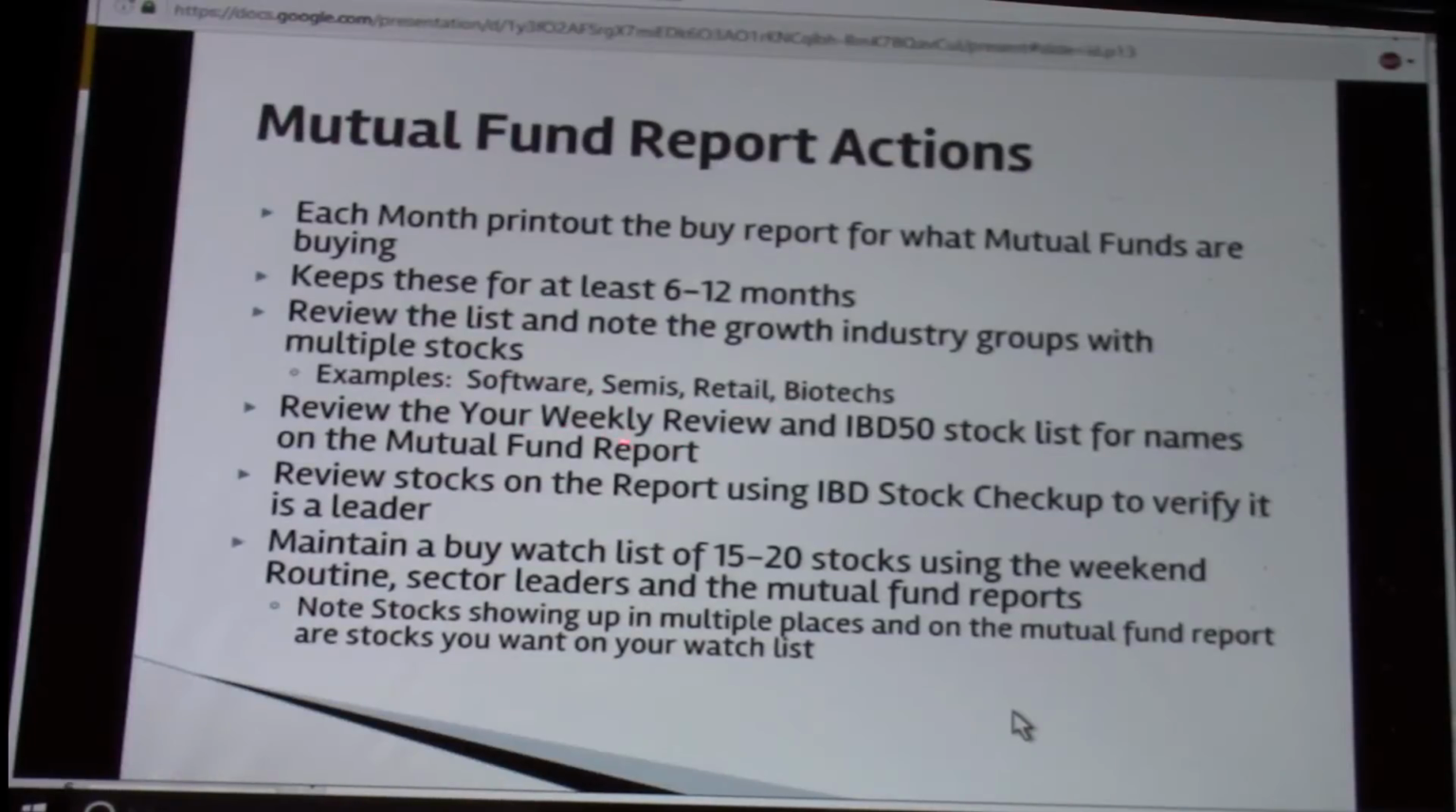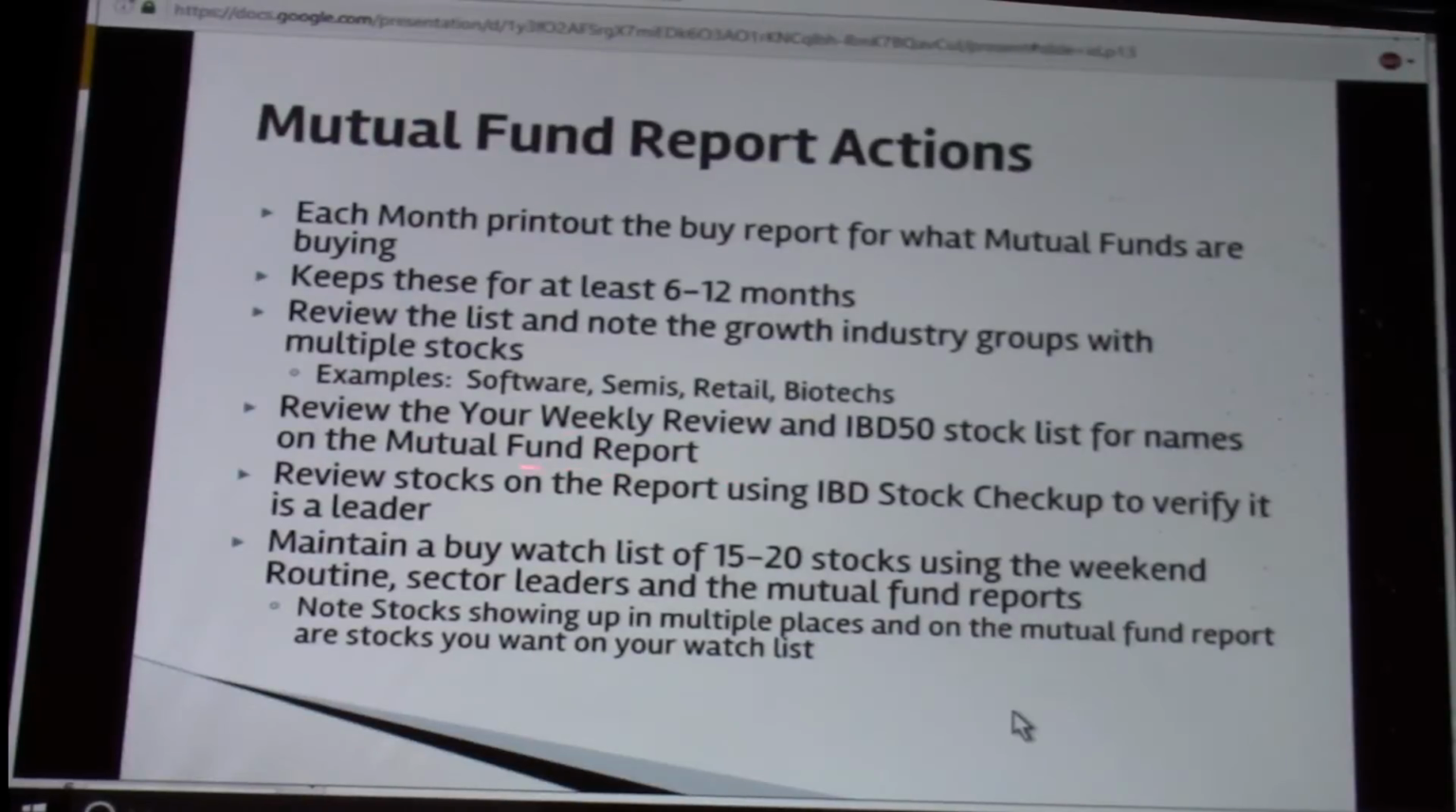So when you print this out, you then got the stocklets from my weekend routine. The 2 favorite ones are the weekly review. And look at every one of those, because VEEV, what's the name of that? Viva. That has been on the mutual fund reports all this year, and right now it's going to be a sector leader, I'm pretty sure, when it just gets the industry group, when something supports it from its industry group. So that's one that was on there.